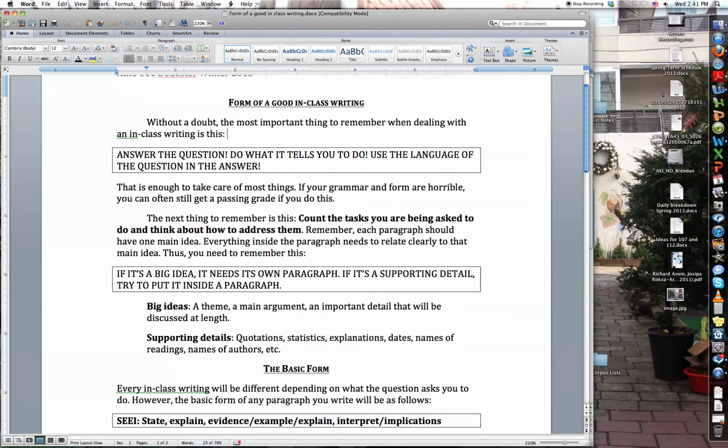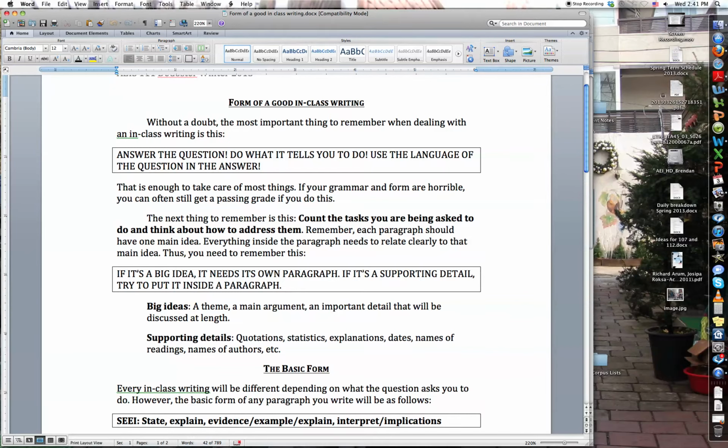The most important thing to remember when you're dealing with an in-class writing is this right here. You need to answer the question that you've been asked and do what it tells you to do. And make sure that you use the language of the question in the answer. I know these sound like very basic things, but this is what screws people up most commonly.